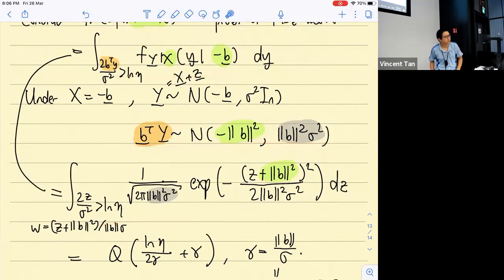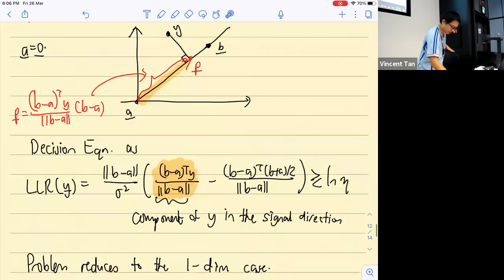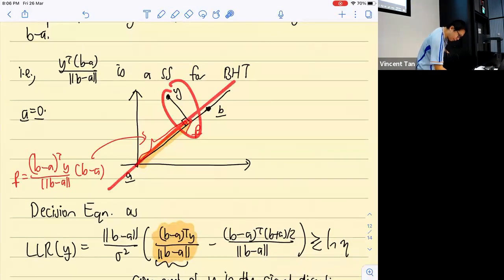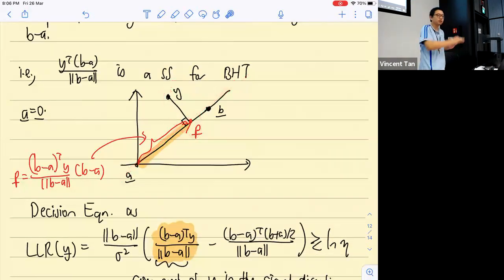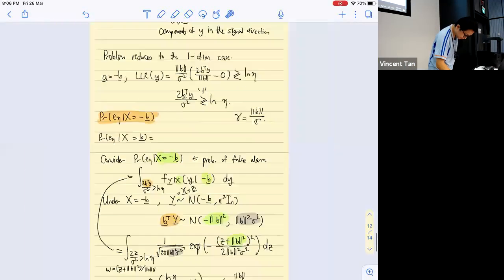But the intuition here is that when you form the sufficient statistic, you are basically projecting y onto the signal dimension and looking at y's behavior in this signal dimension, and all the action happens there. It reduces to the scalar case, as what I have done here. Any questions on this calculation?